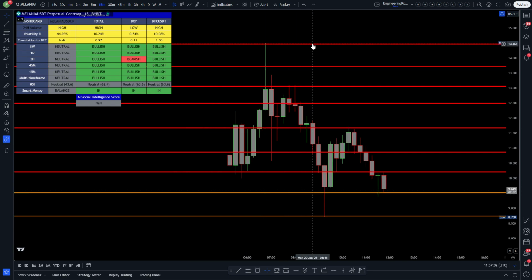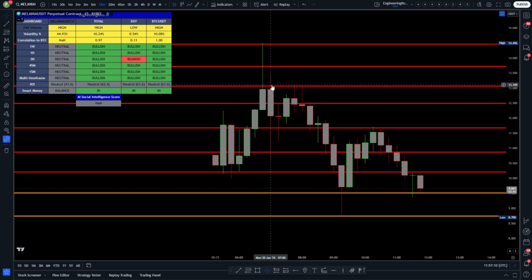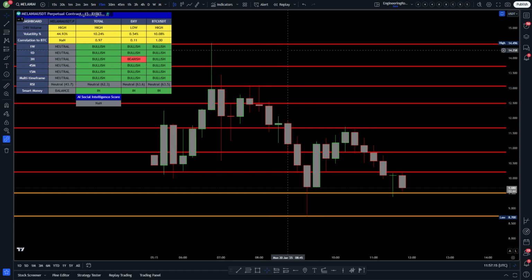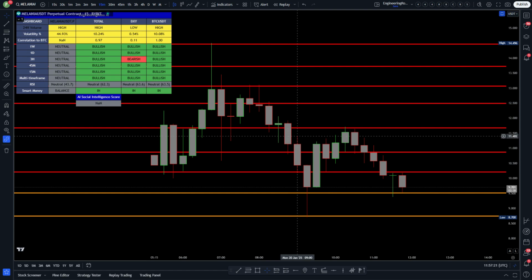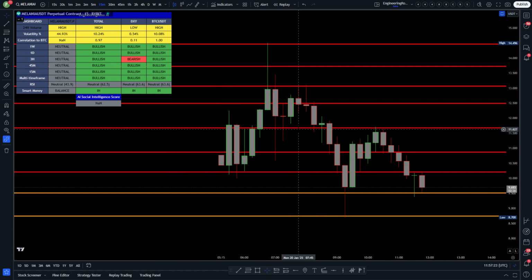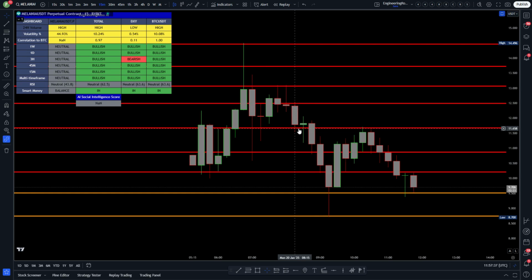However, looking at where price has reacted from, EngineeringRobo AI, the indicator, has managed to draw out some key levels of interest. We've got the high at 14.96, and these other orange resistance price areas are based on calculation and algorithmic values that have been backtested on tens of thousands of cryptocurrencies. So it's not just a measure of Fibonacci extensions, it's much more than that.